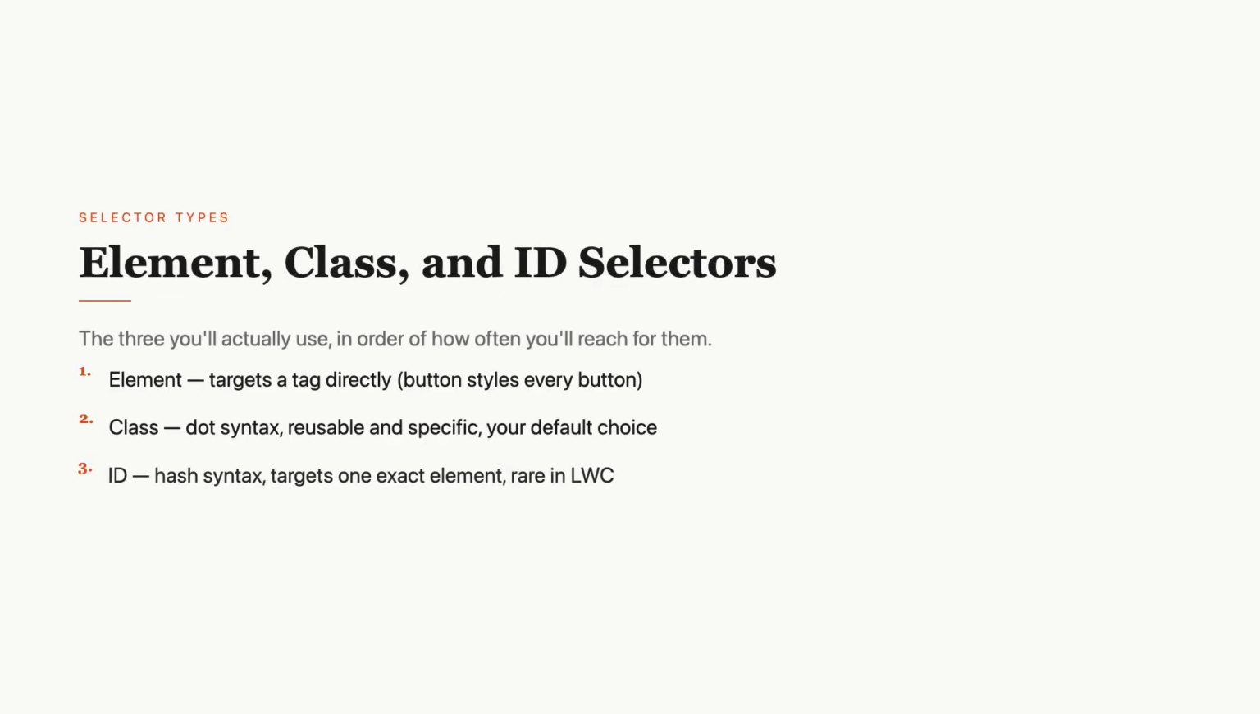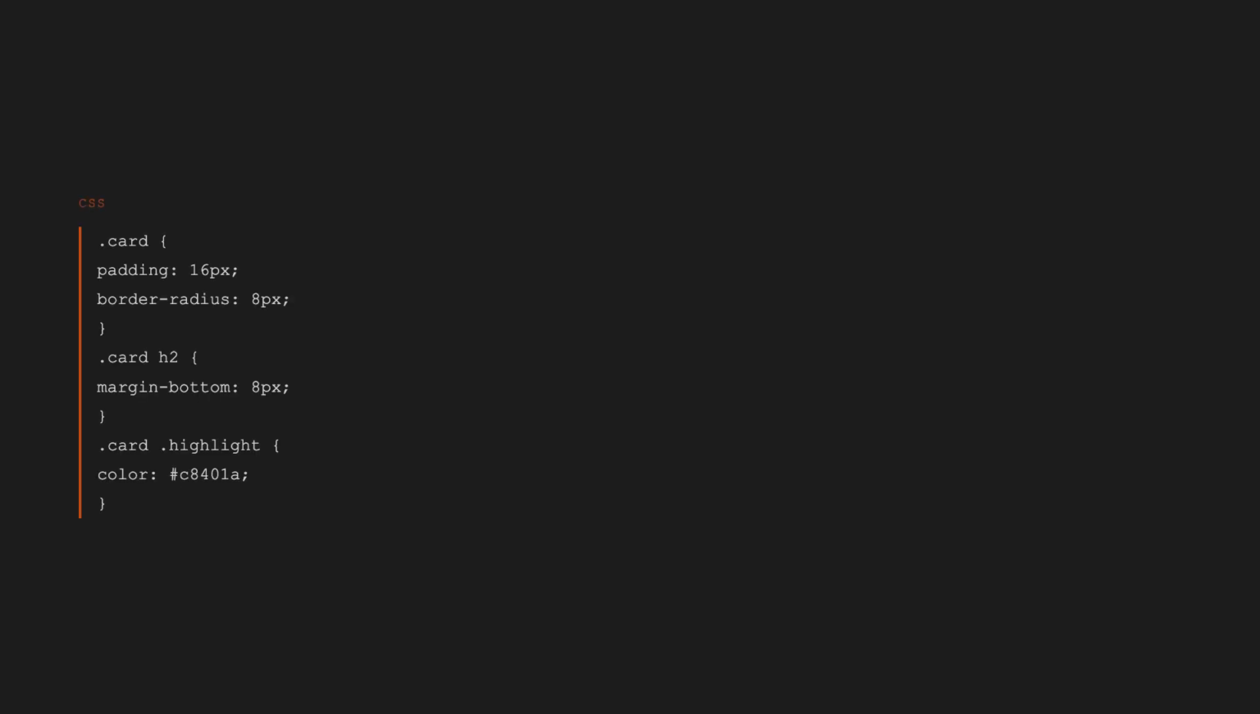Here's a selector example against a template with a card, a heading inside it, and a highlighted paragraph using a class. Specificity is the part that actually breaks people's styles. When two rules target the same element, the more specific selector wins, not the one written last. This is why a class rule can lose to an ID rule even if the class rule appears further down the file. The specificity hierarchy, low to high.